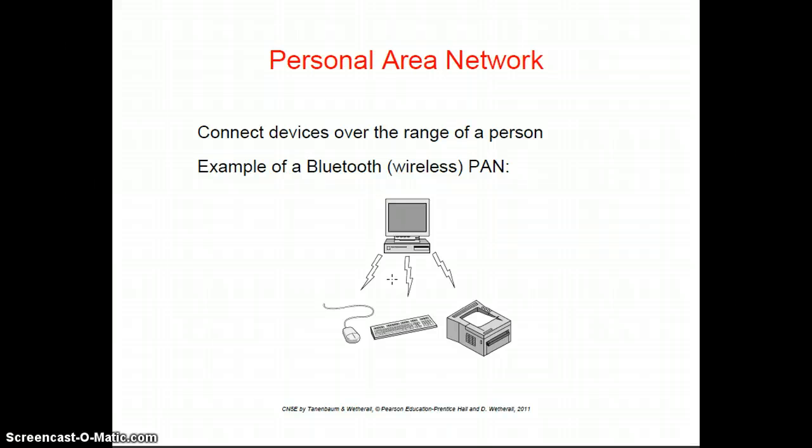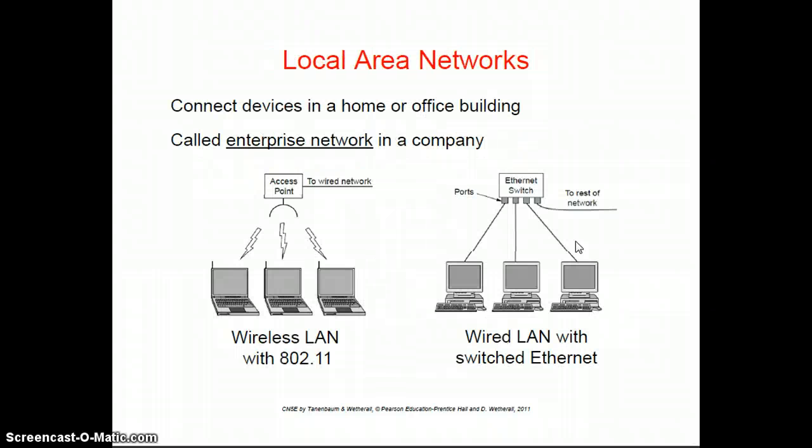The personal area network is a very limited distance connecting devices over the range of a person, for example, Bluetooth. A local area network connects devices in a home or office building, called the enterprise network in the company. This can be a wireless local area network or a wired local area network. With the wireless local area network, we need a limited distance connection as wireless connectivity. The protocol used here is IEEE 802.11.